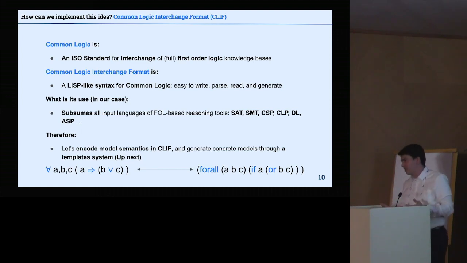So that's why we chose it, because we have a standard grammar that we can implement ourselves and check against. And it's useful in particular for us because it subsumes the input languages of all the constraint solvers that have been used in the literature for these types of analysis techniques. And the conclusion, therefore, is just let's encode these semantics of the models in CLIF. This way we can reason using any solver we want with any kind of language. That's where we're going towards.